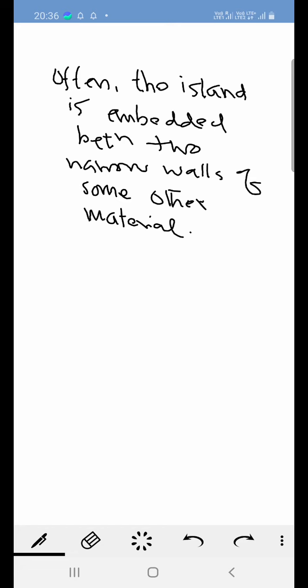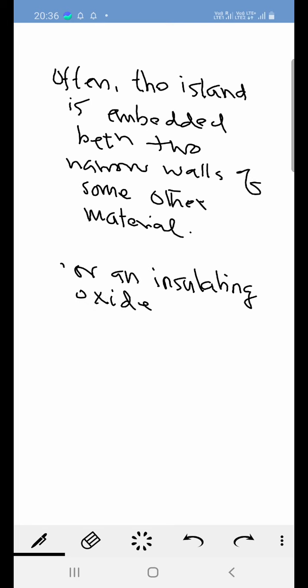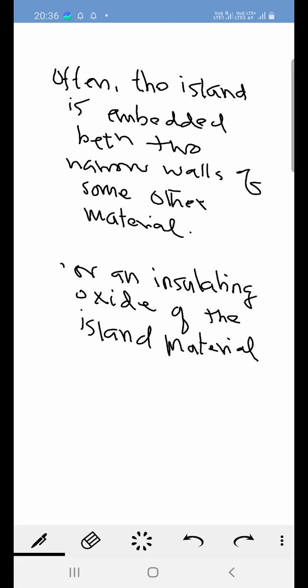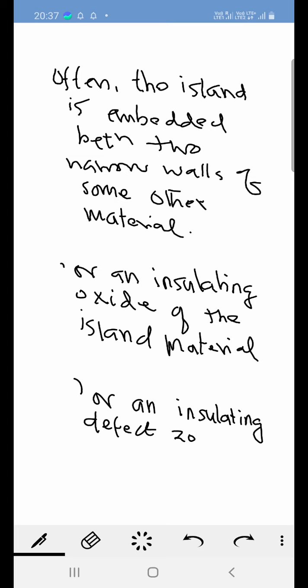Or it can be an insulating oxide of the island material, or an insulating defect zone in the substrate.